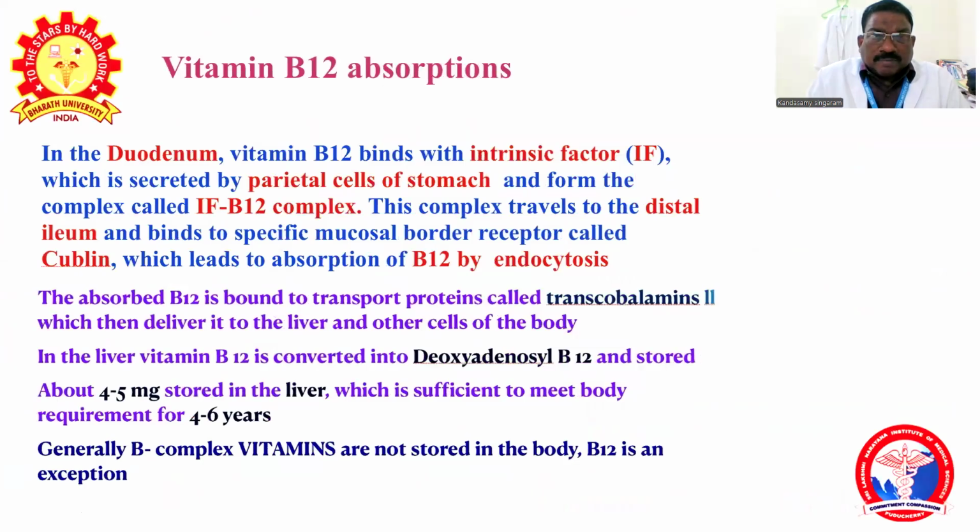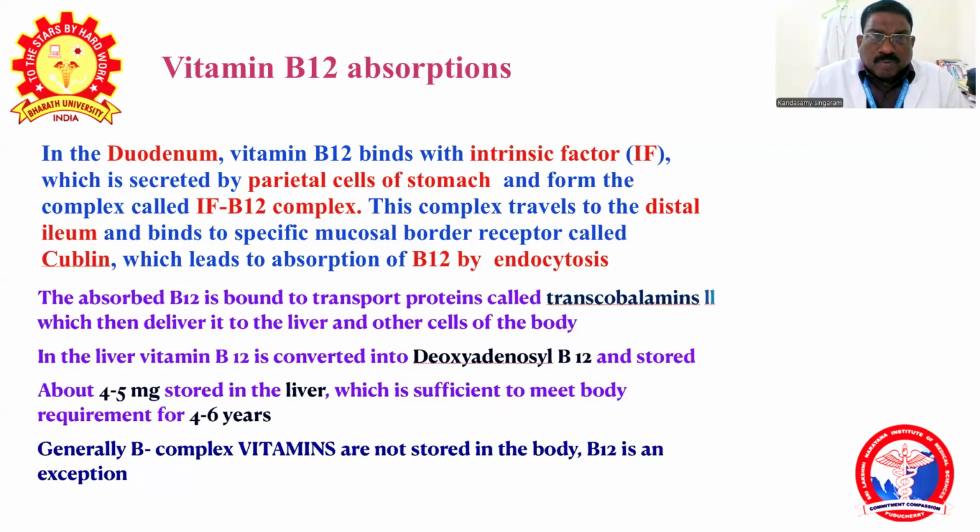What happens in the duodenum? Vitamin B12 binds to the intrinsic factor. It is secreted by the parietal cells of the stomach and forms the complex called intrinsic factor vitamin B12 complex. This complex travels to the distal ileum and binds to the specific mucosal border receptor called cubilin, which leads to absorption of vitamin B12 by endocytosis. This is accelerated by a calcium dependent mechanism.